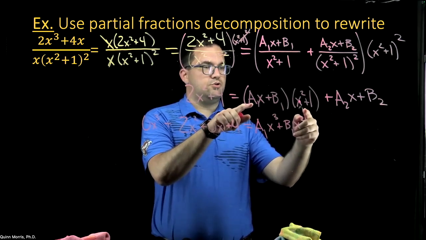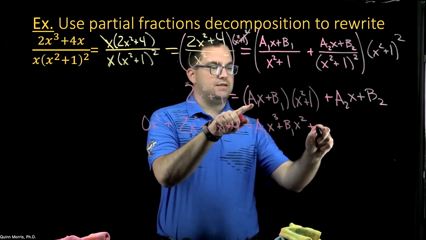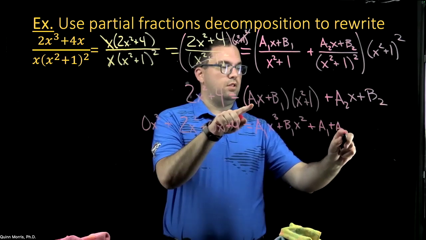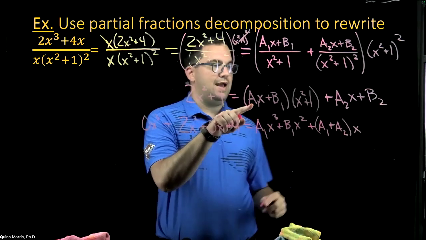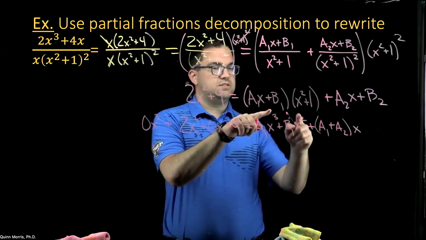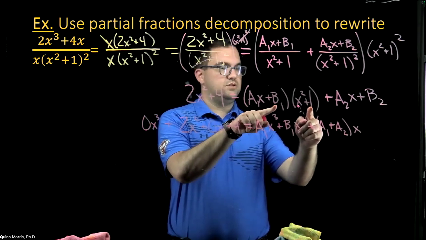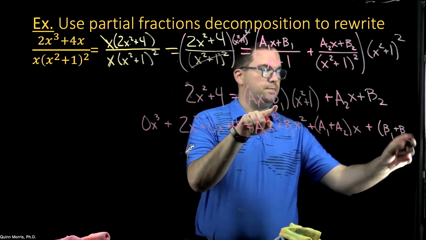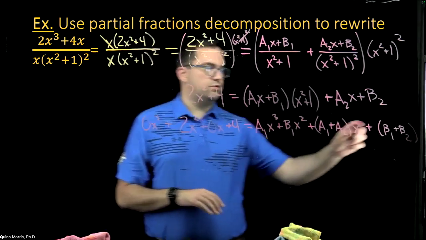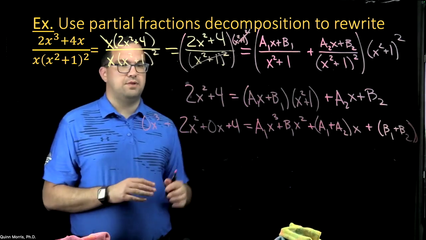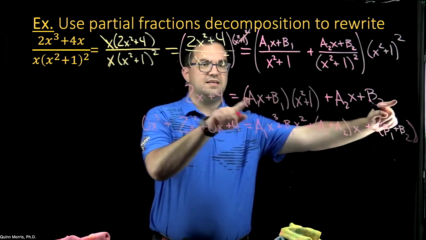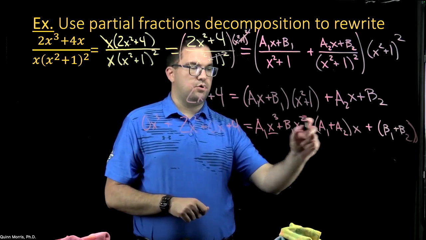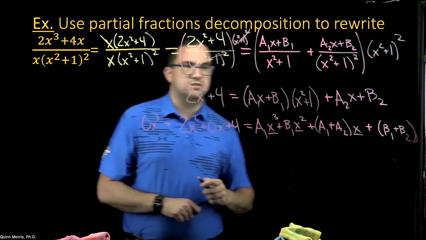Then in terms of x values, I'm going to get an a1x, but I'm also going to have an a2x. So I'm going to have a1 plus a2 times x. And then my constant terms, I'll get a b1 times 1. So that's just a b1 and a b2. So I get b1 plus b2. Now, I did a lot of grouping all at the same time. If it helps, just multiply this all out and then regroup in terms of powers of x. So your x cubed terms, your x squared terms, your x terms, and then your constant terms.